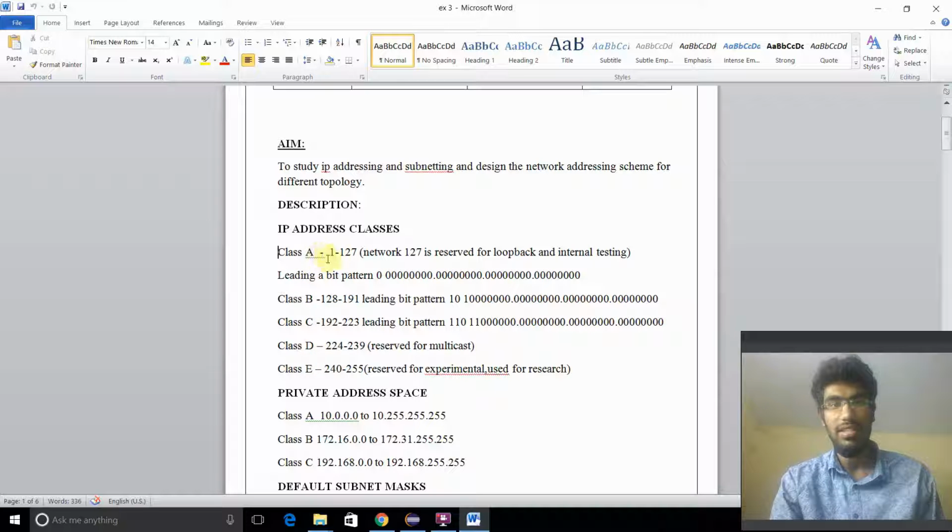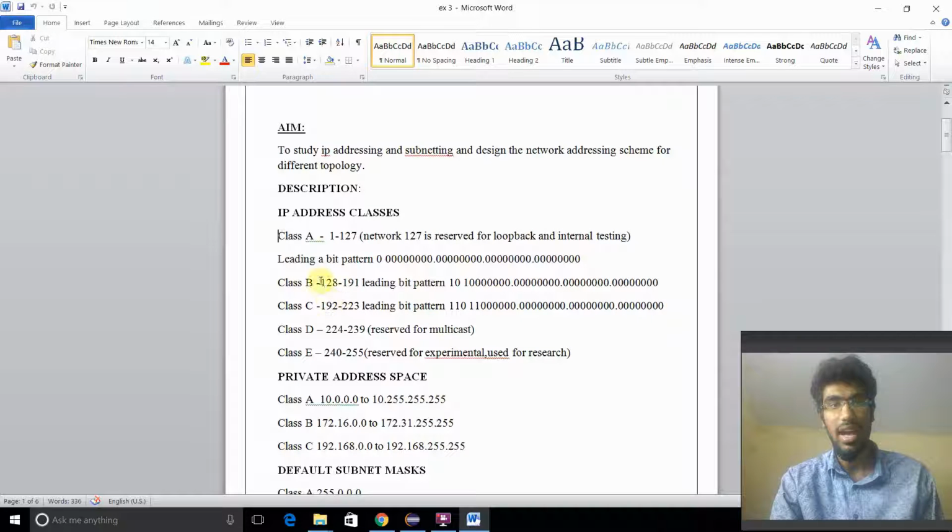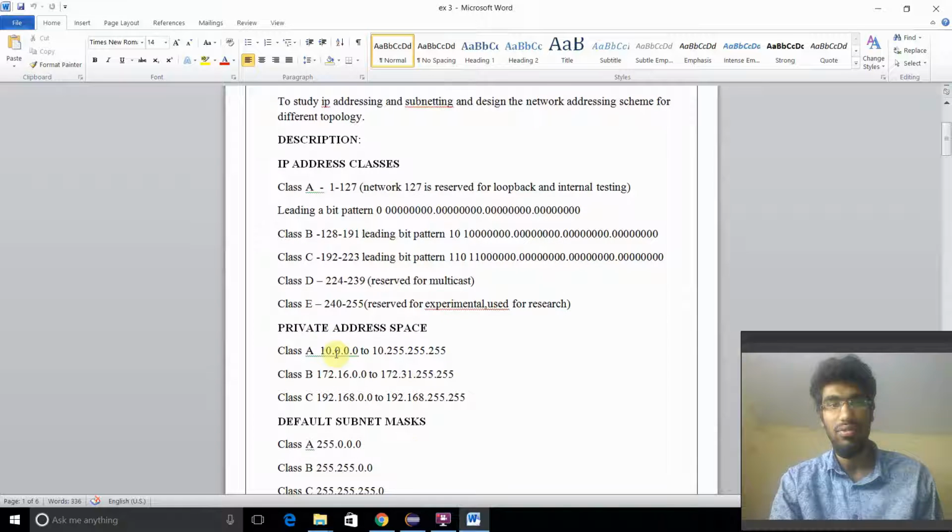The range of Class A starts from 1 to 127, and the range of Class B is 128 to 191, and the range of Class C is 192 to 223. The range of Class D is 224 to 239, and the range of Class E is 240 to 255.